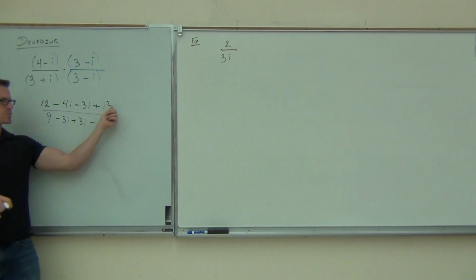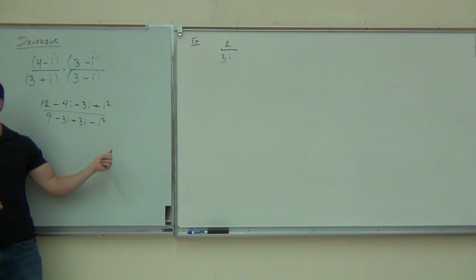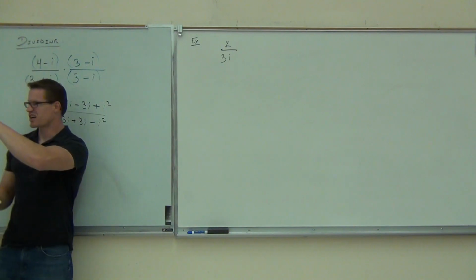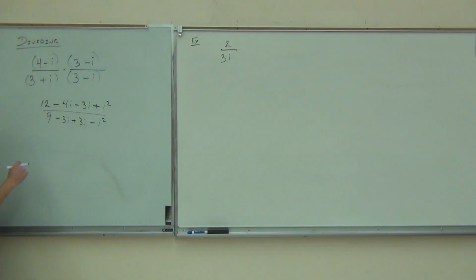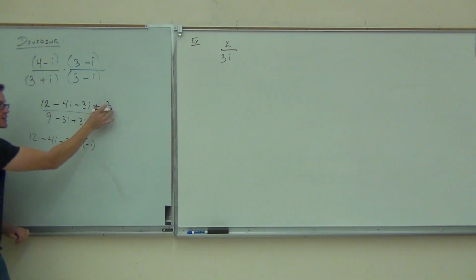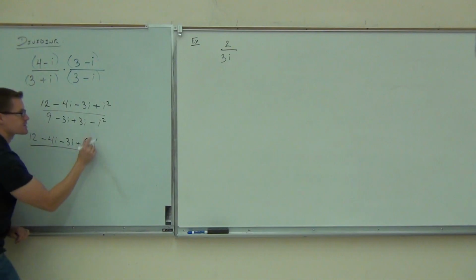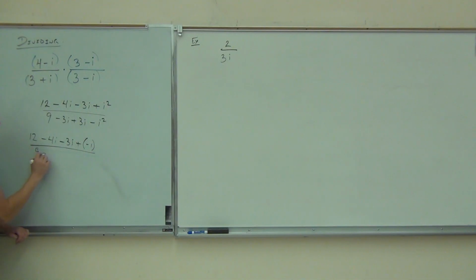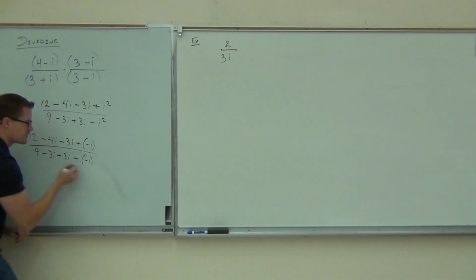Hey, do these I squareds simplify? Can you cross those out? No, because they're combined. You get some subtraction in there and some addition. You can't do that. Next thing we're going to do is change any I squareds we have into negative ones. So we'll have the 12 minus 4I minus 3I, and then this is going to be plus negative 1. I squared is negative 1. I've written everything the same except the I squared. I have 9 minus 3I plus 3I and minus negative 1.